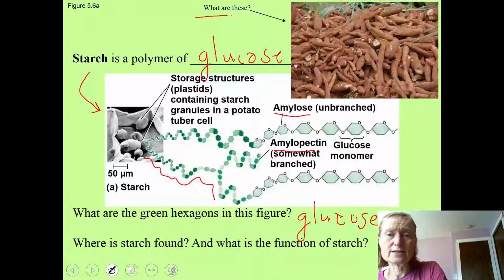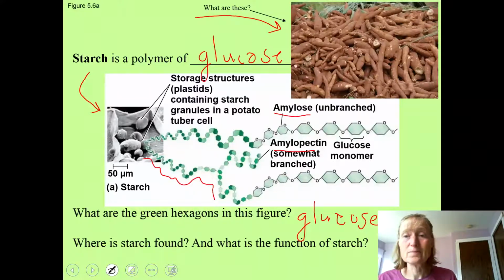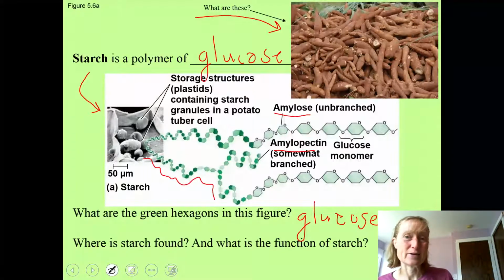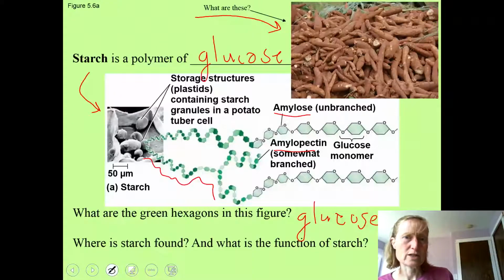Sweet potatoes, these are not sweet potatoes over here. Cassava is what's pictured up there. Cassava is a South American root plant, a root starch that's used as a staple in the diet of lots of people who live in South America and Africa, actually. But where do we... Oh yeah, I forgot. Maize, corn, grains have a lot of starch.